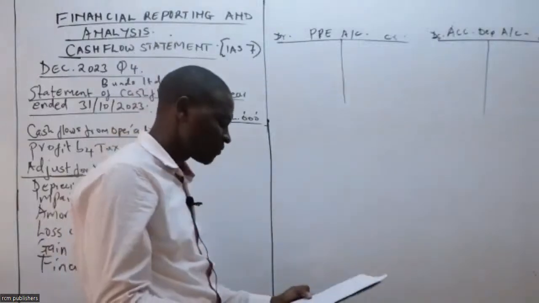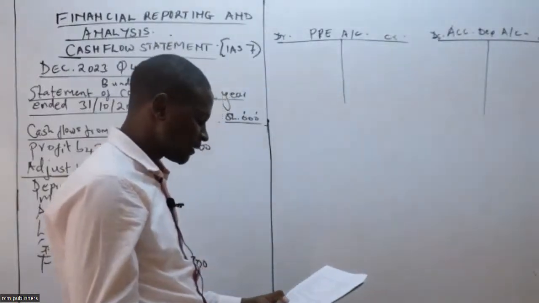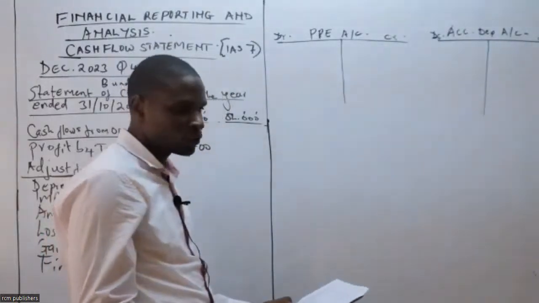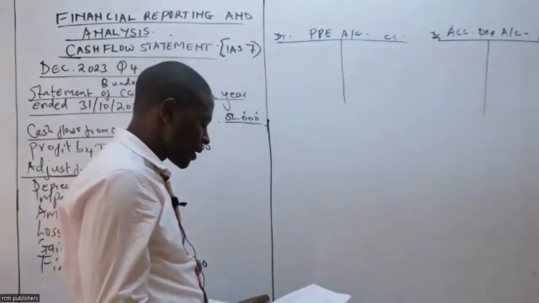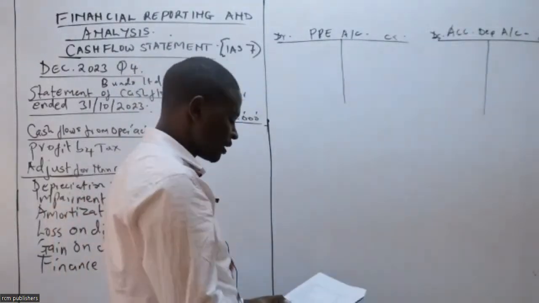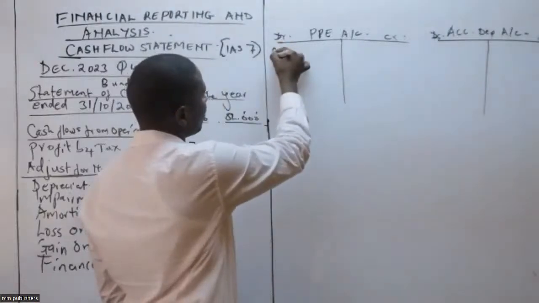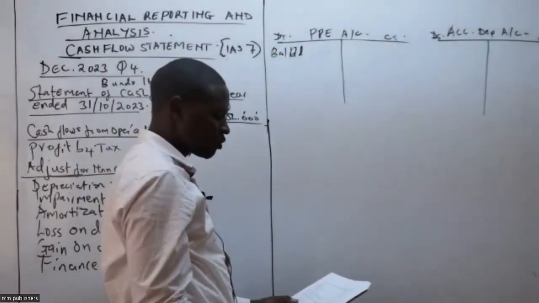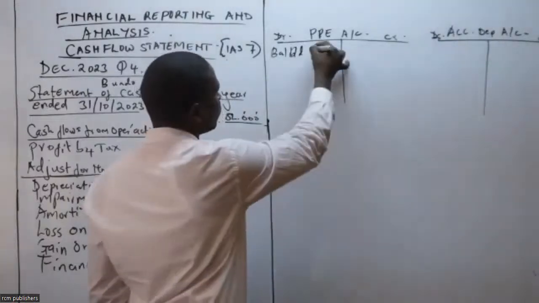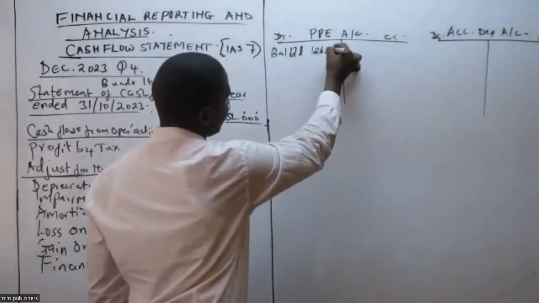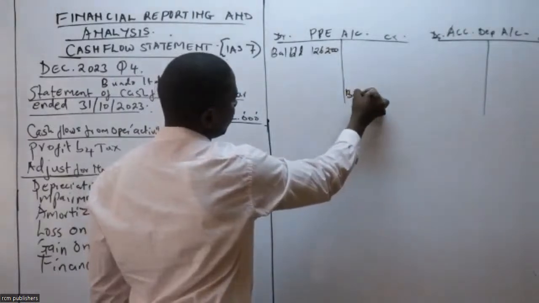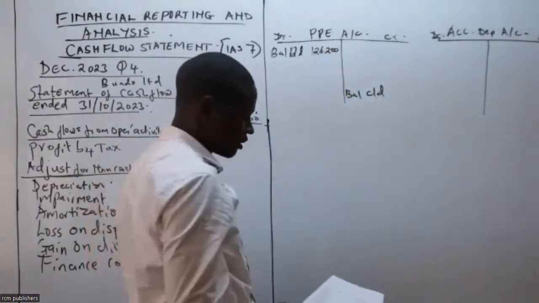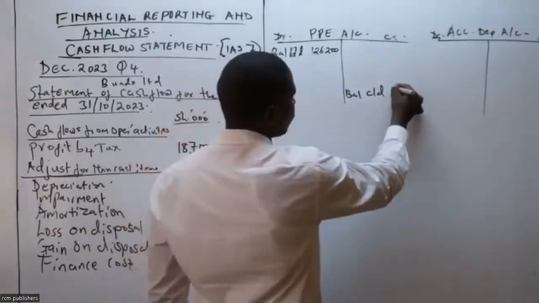Therefore, in this case, you have to check the cost of our PPE. The cost that was brought down. The balance brought down. If I look at it, it was 126,200. So the balance carried down should be on the credit side, which is 138,200.